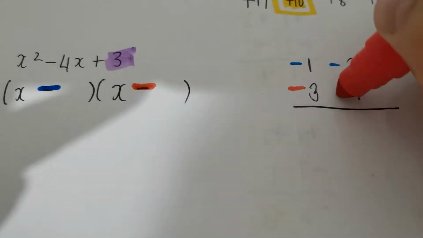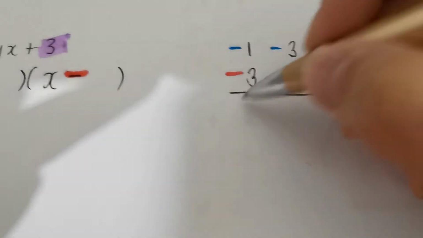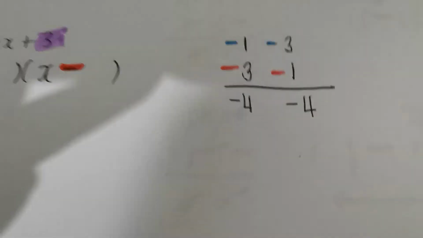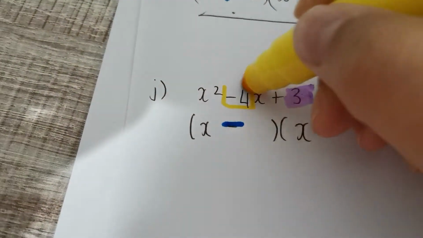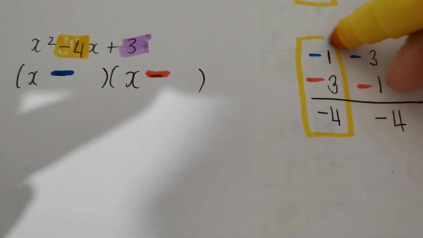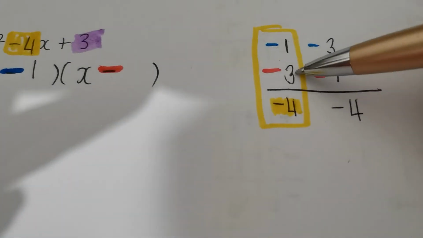Negative, negative. Alright. Adding and subtracting. Minus 1 minus 3, minus 4. Minus 3 minus 1, minus 4. Okay. I'm looking for minus 4. I'm going to pick this first combination over here. And there we go. So next to blue, it's a 1. Next to pink, gets a 3.